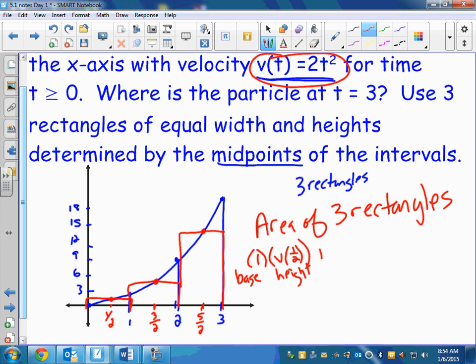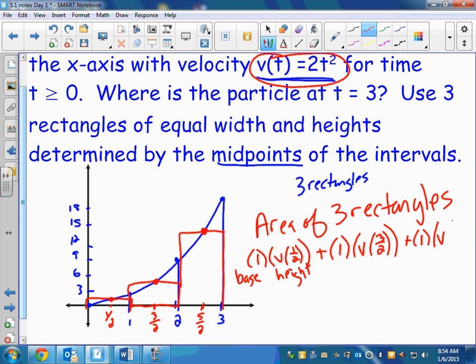And I'm going to go ahead and just do all of them, okay? The second one is also a base of 1 or a width of 1. But the height is now, what is the y value when I plug 3/2 in? So I'm going to do v of 3/2. And if you want to go ahead and say 2 times 3/2 squared, right? I'm okay with that. I'm just trying to show you where it comes from on my paper. And the last rectangle is also a base of 1. But now the height is, what is the y value when I plug 5/2 in?